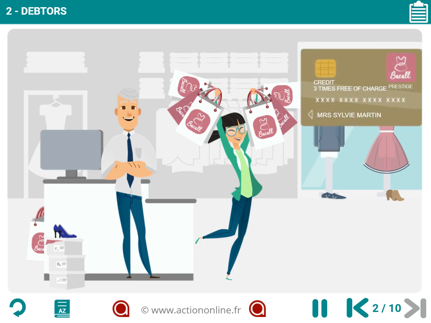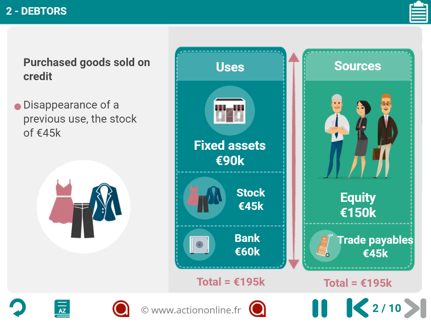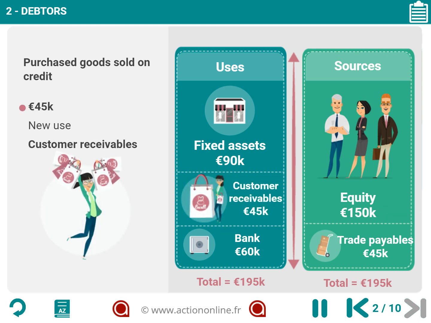Imagine that the company's customers also pay for their purchases on credit. Let's analyze what happens when the company sells its stocks of goods purchased for resale. Firstly, a previous use disappears, the stock of €45,000. However, the proceeds of the sale do not go directly into the bank account. They are due from the company's customers and count as a new use of €45,000.